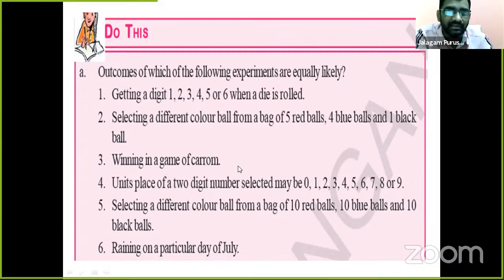Okay. And then, winning a game of carom. Tell me, children, is it equally likely here? Both have the same chances to win the match. Okay. Winning a game of carom is equally likely because the chance is 50-50. The chance is 50-50, equally likely.